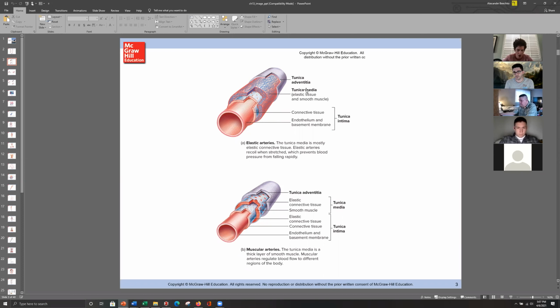So the adventitia sits most superficially, media is in the middle, and then intima is the deepest layer of these tissues. Generally, the adventitia is composed of collagen and elastin, so those protein fibers that make up things like tendons. We use a similar configuration of that to make up this outer layer of our vessels.